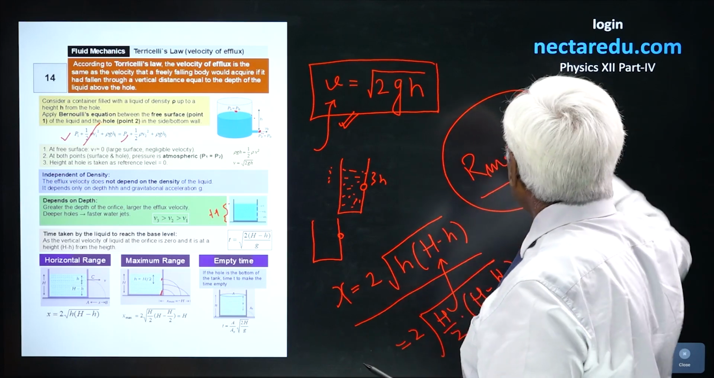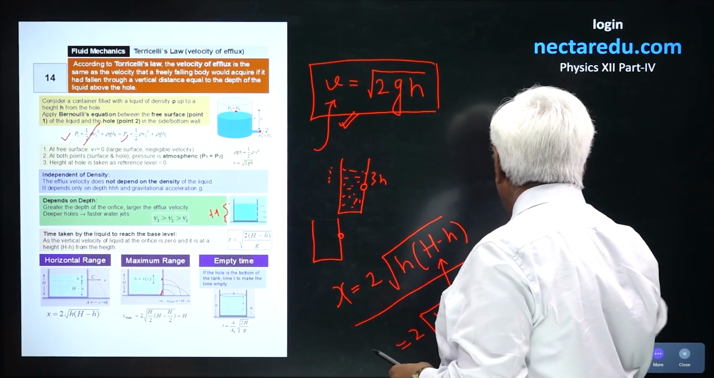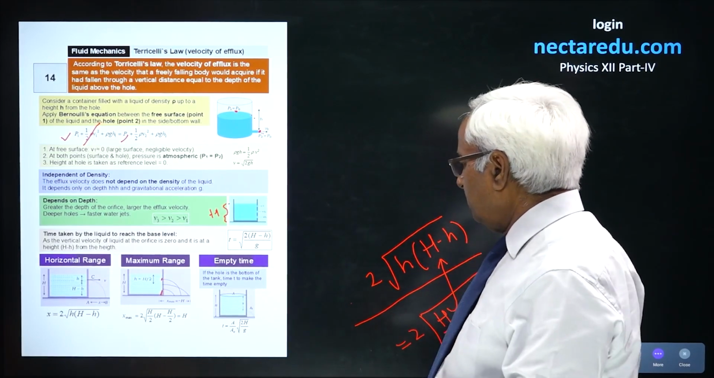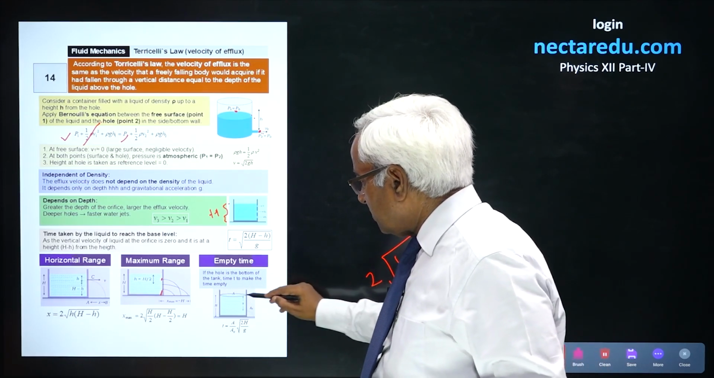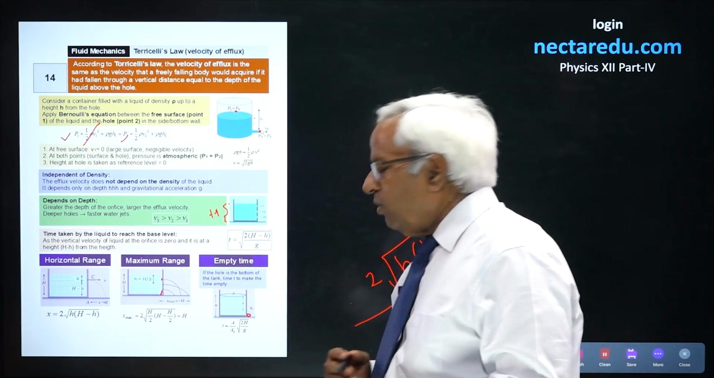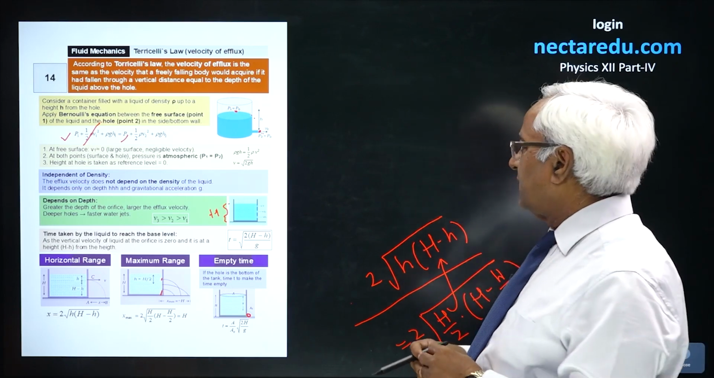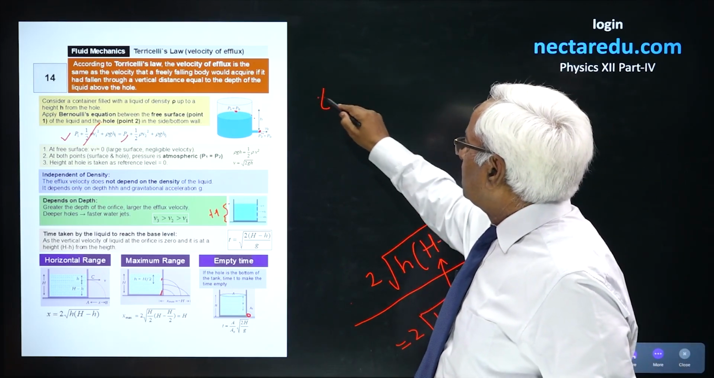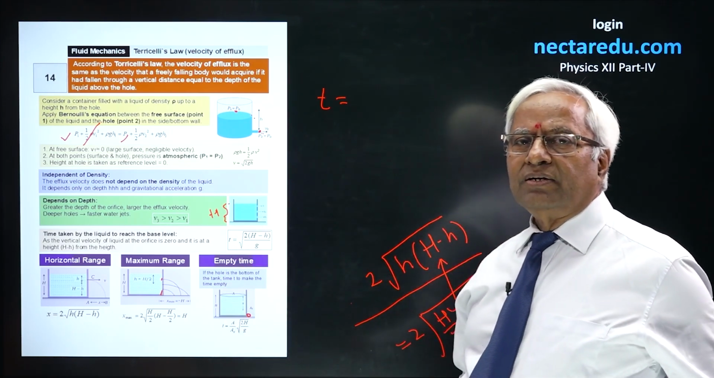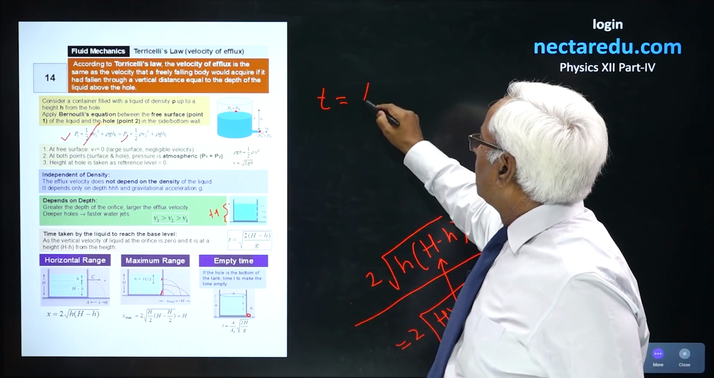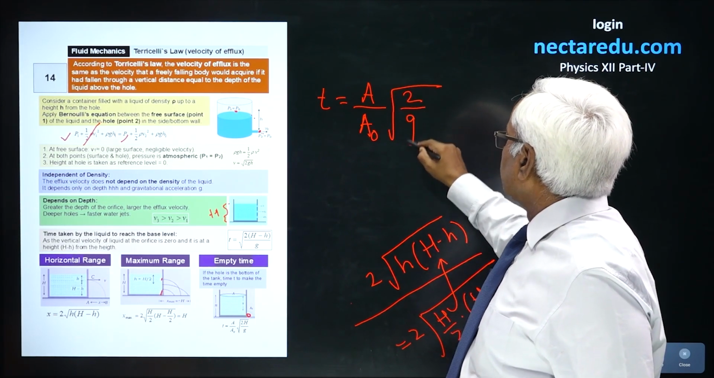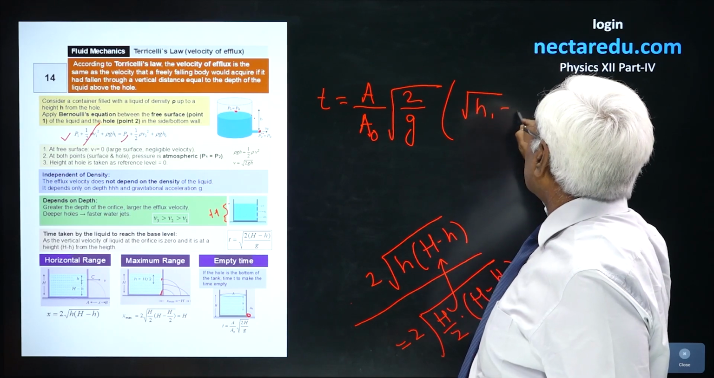And finally what remains is the time taken in emptying a container. I have drawn the figure you see here. This is the cross section of the container, capital A. And suppose you have chosen the opening at the bottom of the container and that has the cross section A0. Then through this hole, the liquid will obviously leak through. We have a formula for the time taken in completely emptying the cylinder that is given by this relation.